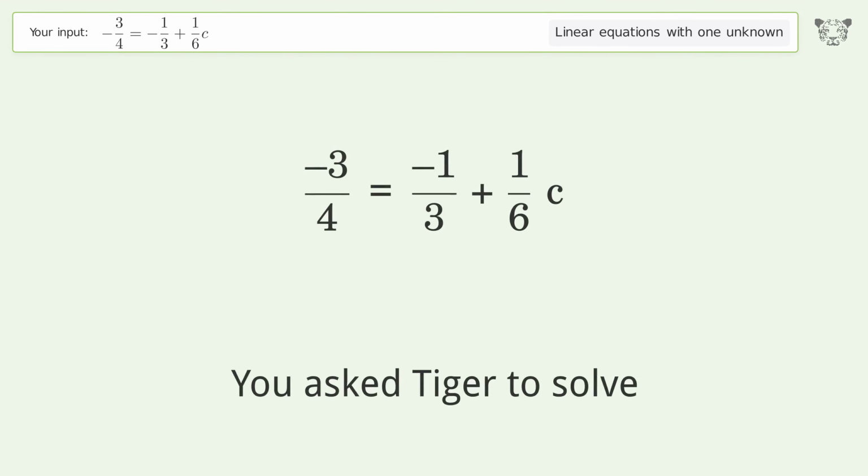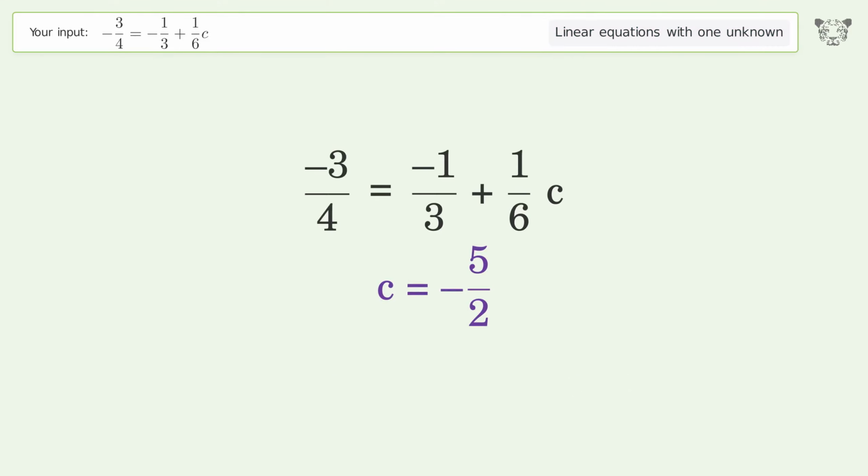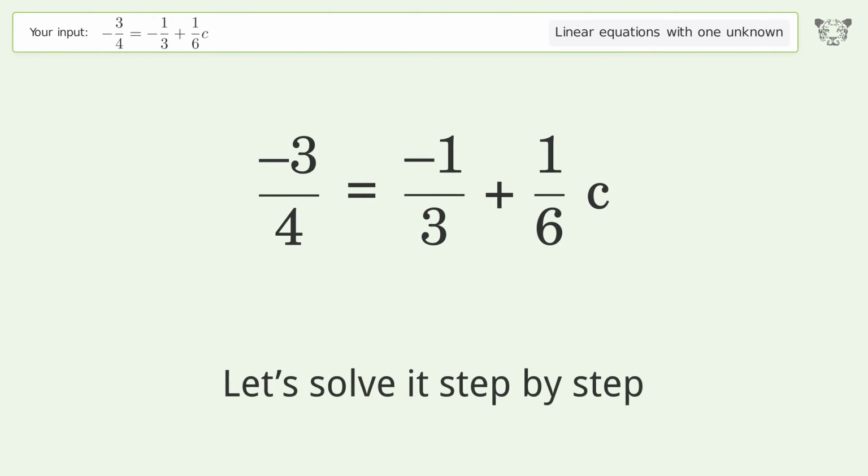You ask Tiger to solve. This deals with linear equations with one unknown. The final result is c equals -5/2. Let's solve it step by step.